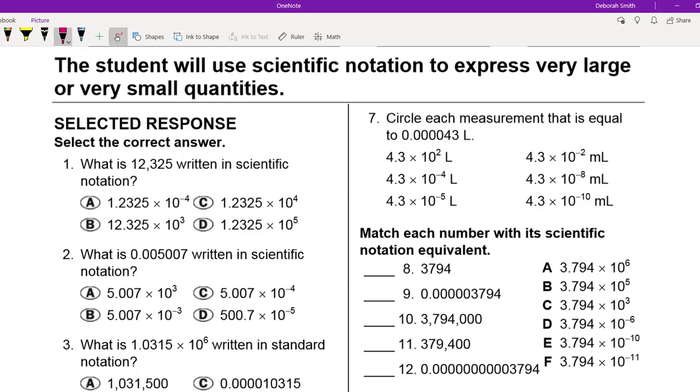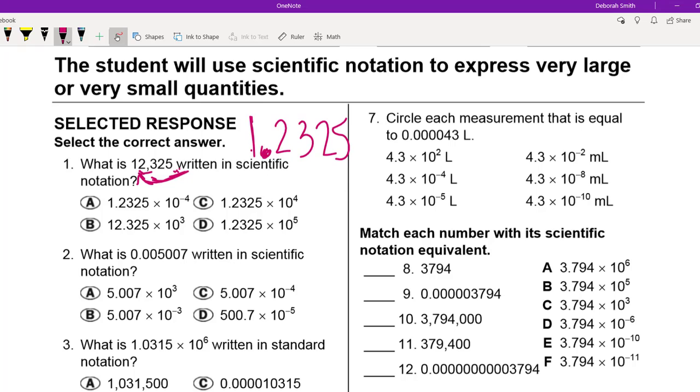For scientific notation, it's got to be a number between 1 and 10. So to make this a number between 1 and 10, my decimal is going to move to here. Now originally it's right there behind the 5. So to move it from here to there, how many times I move it determines my exponent.